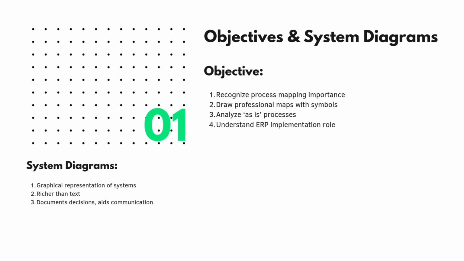A key tool here is the system diagram, a graphical representation of an organized group of interrelated parts working together. Think of it as a picture worth 1,000 words. System diagrams document design decisions and aid communication, making complex systems easier to grasp. For example, they help teams visualize workflows before diving into details. This sets the stage for process mapping, which we'll explore next.